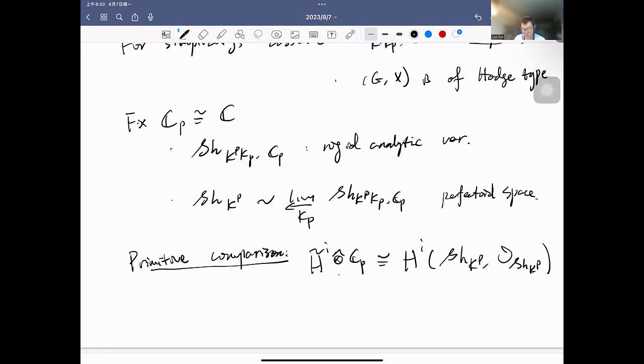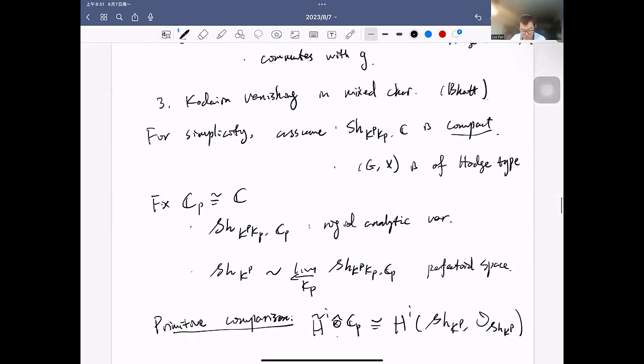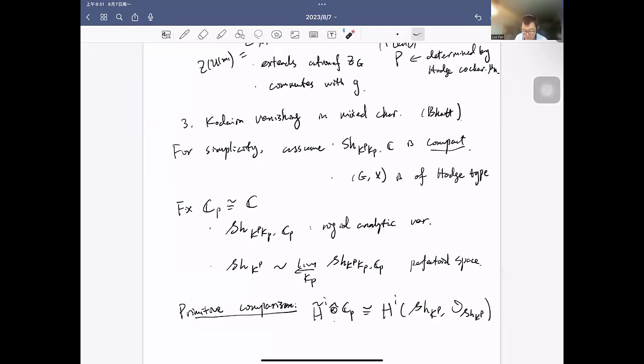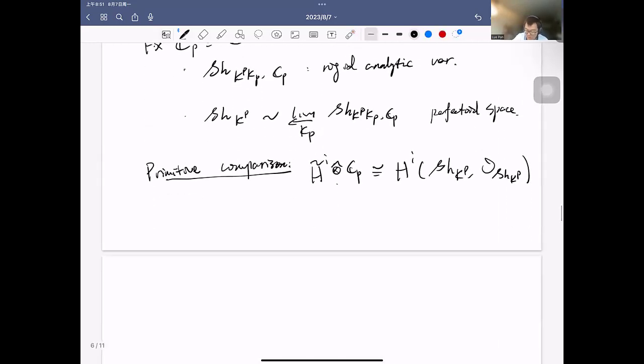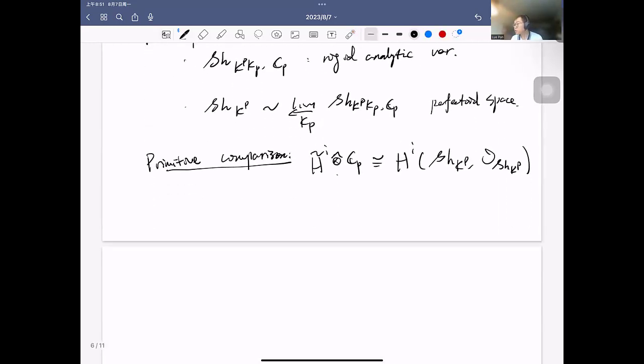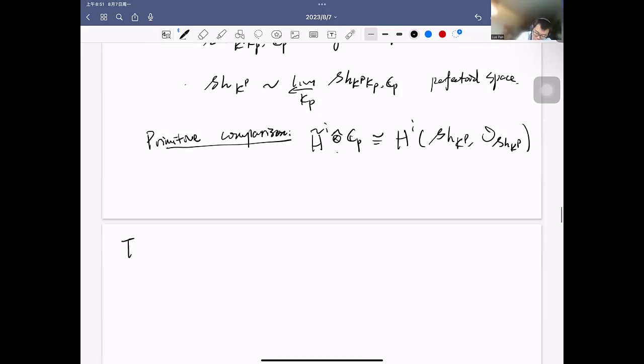Or I should say this is a corollary of this primitive comparison. So this is the first ingredient. Now I want to mention what I mean by Kodaira vanishing in this case, because this is not some finite type variety. So let me explain a very beautiful result of Bhatt. So this is 1. This corresponds to 3.